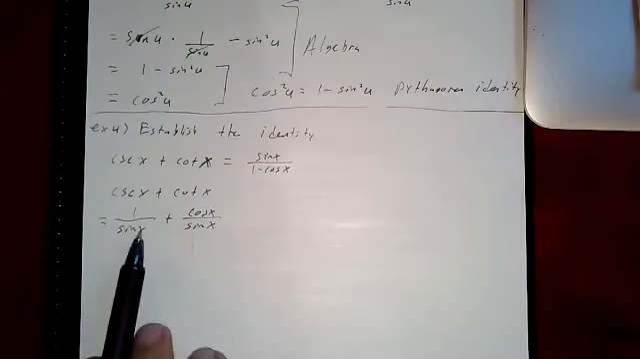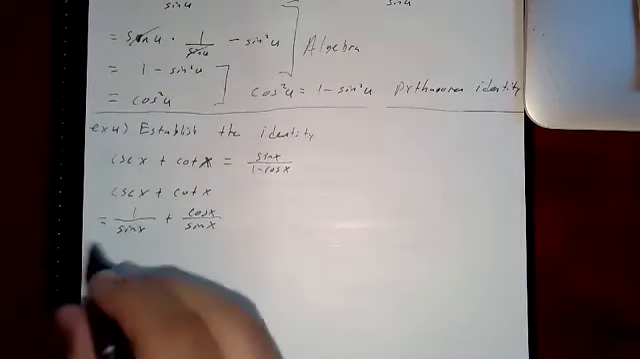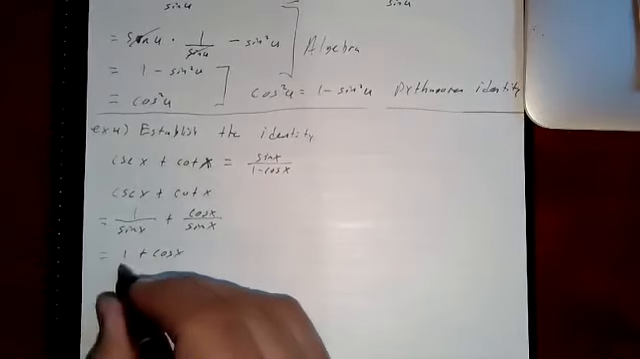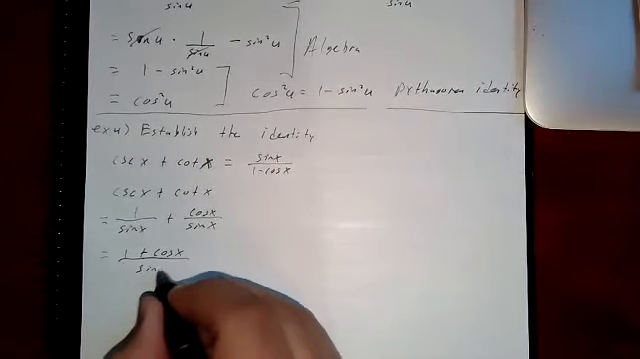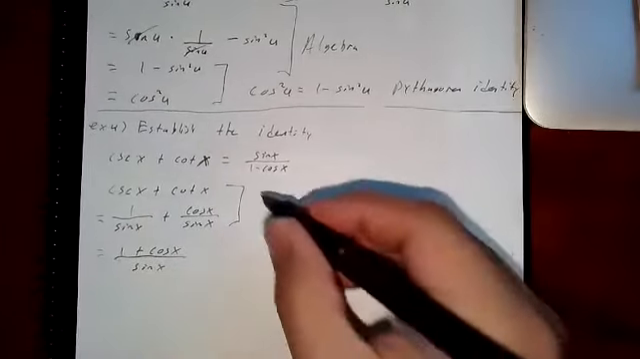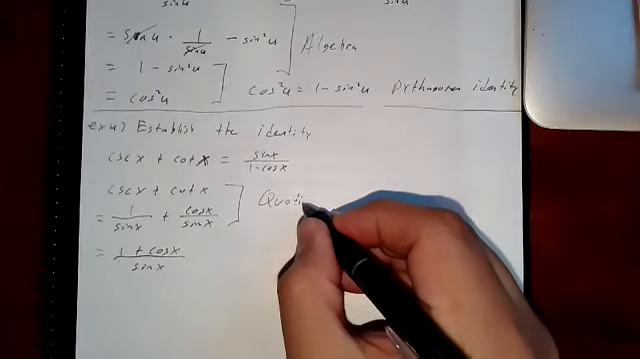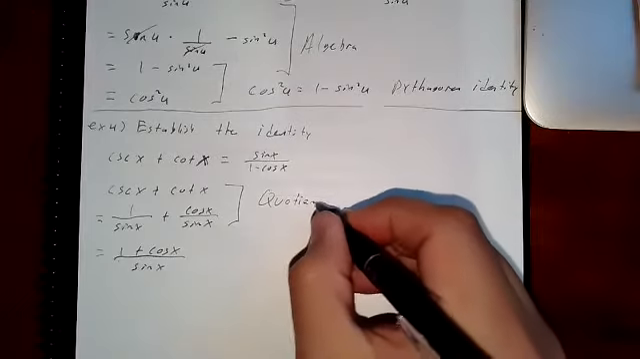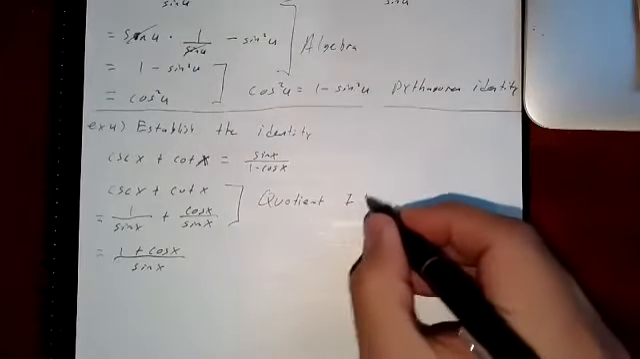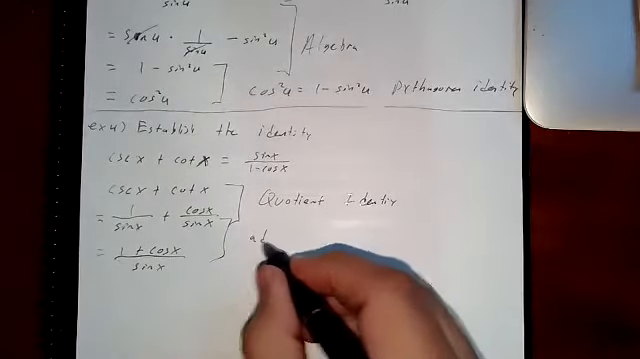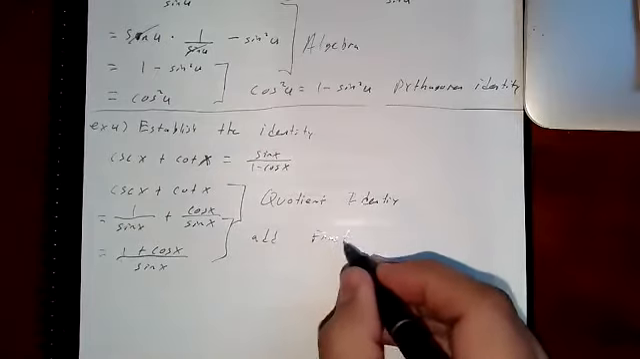Now, these are the same denominator, so you can go ahead and add them. That'll be 1 plus cosine over sine. From here to here, I use the quotient identity. And then I just added fractions.